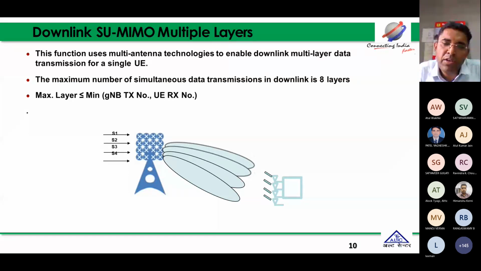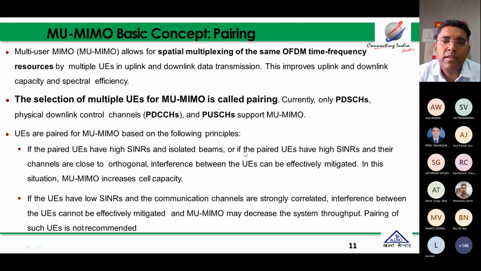is 4 layers. That is, the maximum layer is less than or equal to the minimum of the node B capability and the UE receive capability. The receive capability is less, so that is the limiting factor. The maximum layer possible towards one UE is 4 layers. That is the downlink single user MIMO. If you have any question in between, then please ask us.